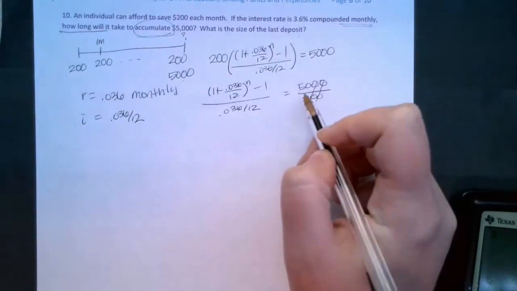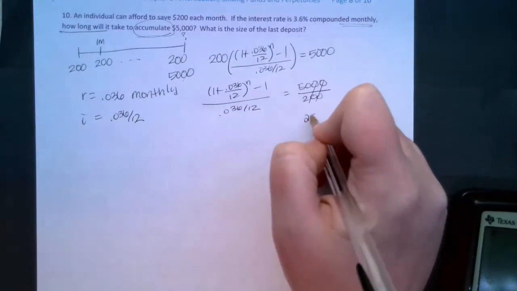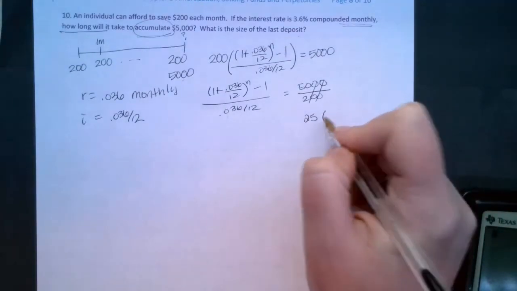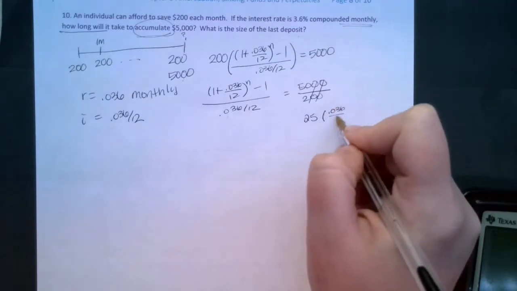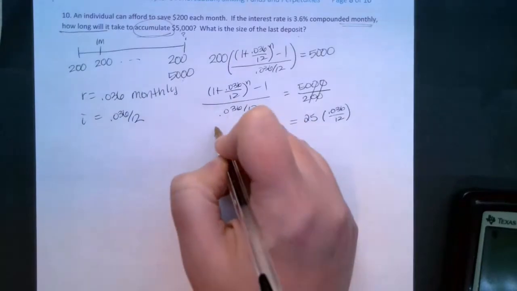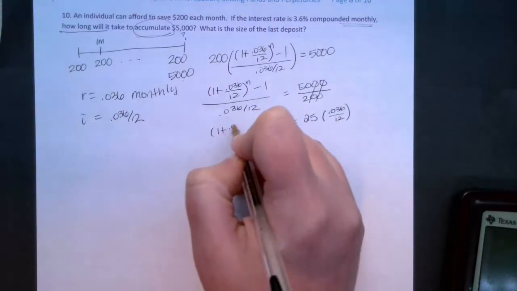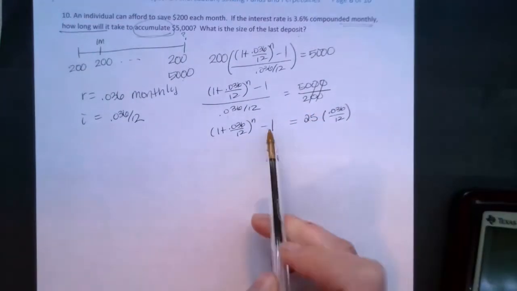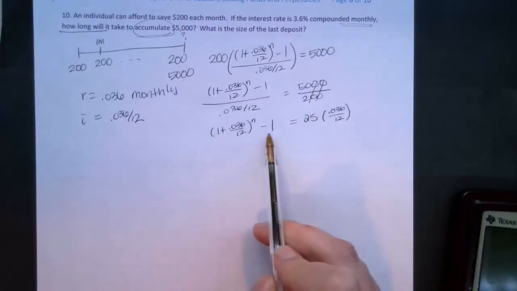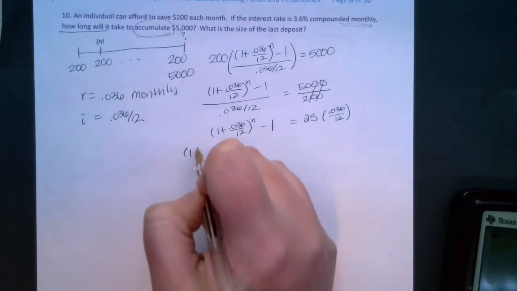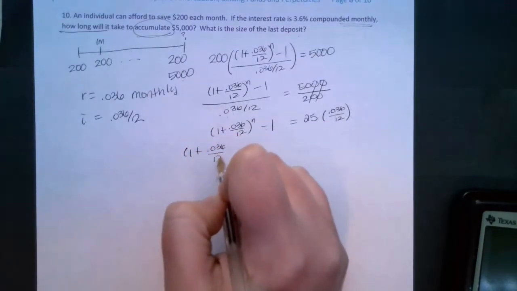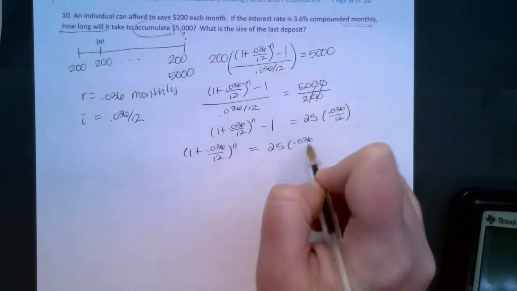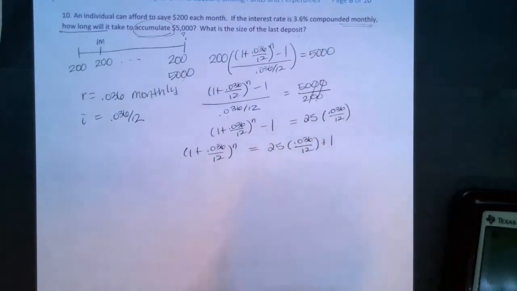Two zeros cancel, leaving us with 50 divided by 2, which is just 25. Make our lives easier. Then we're going to multiply both sides by that denominator, so we get 25 times 0.036 over 12. And that's going to be equal to our numerator, 1 plus 0.036 over 12 to the n minus 1. Now we need to get this piece alone, our base alone, so we're going to add the 1 over. So we get 1 plus 0.036 over 12 to the n equals 25 times 0.036 over 12 plus 1.